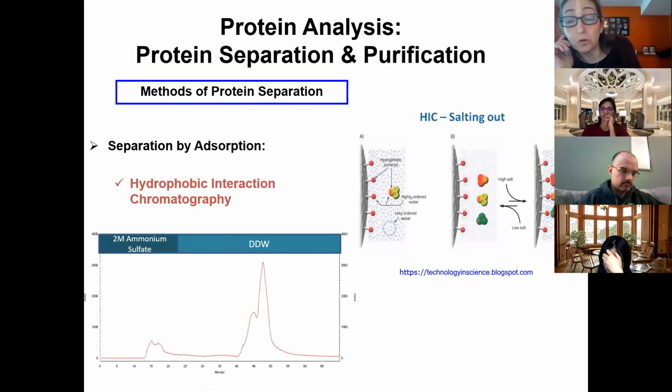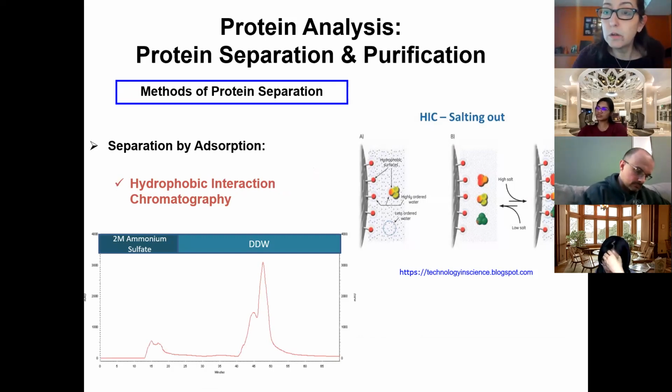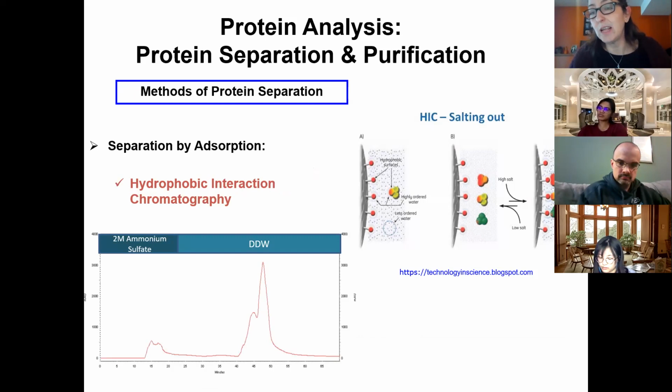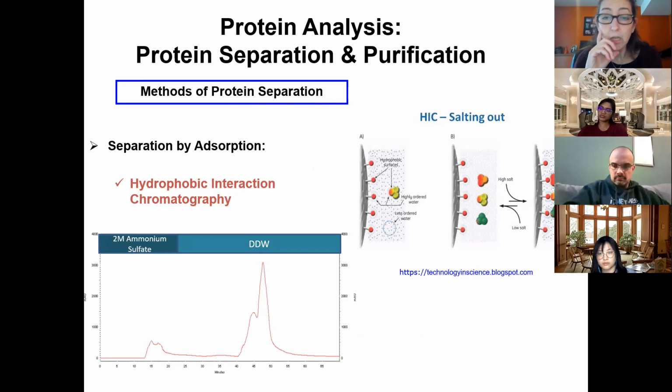Hydrophobic interaction chromatography is very common in the protein world, and we use it for different purposes. But let's say I have a mixture of carbohydrate and protein. It's one of the easiest ways to just get the protein separated from a carbohydrate. And we apply that in the lab. And here's how it works.